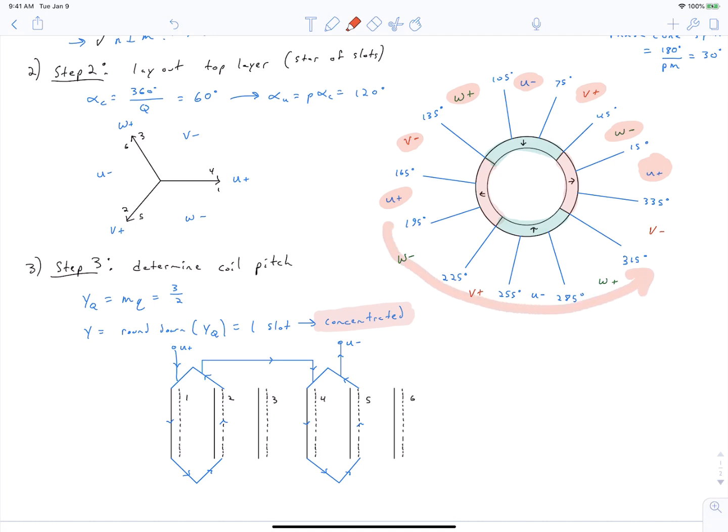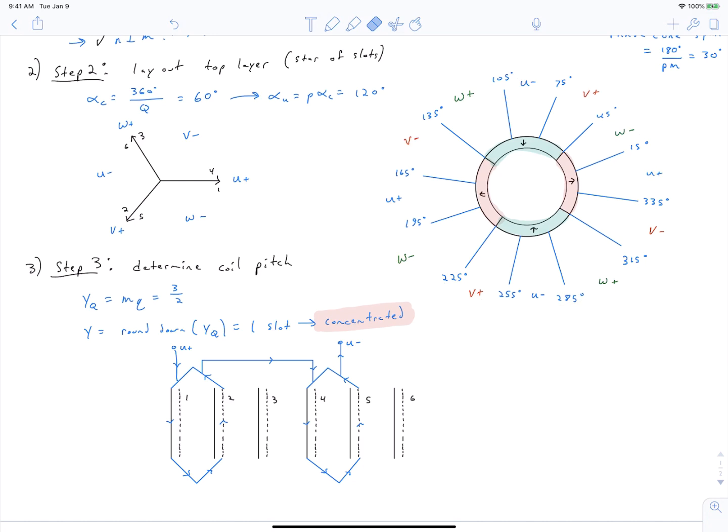And again, this is the same thing we've been doing when we've introduced our winding design unit. We started by drawing these phase zones and we migrated to using the star of slots instead. So the star of slots exactly translates to the phase zones. It's just that the phase zones are more of a magnetic way of looking at it, whereas the star of slots is more of an electric way of looking at it because it looks at our voltage phasor.